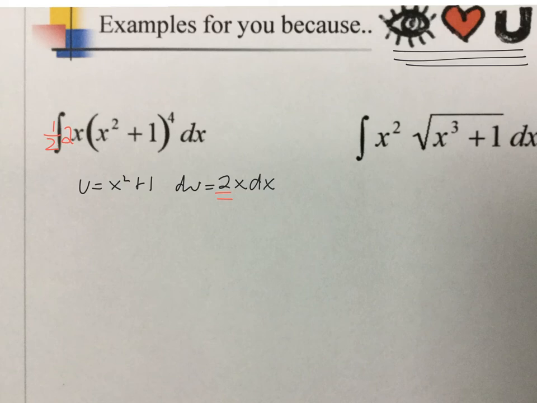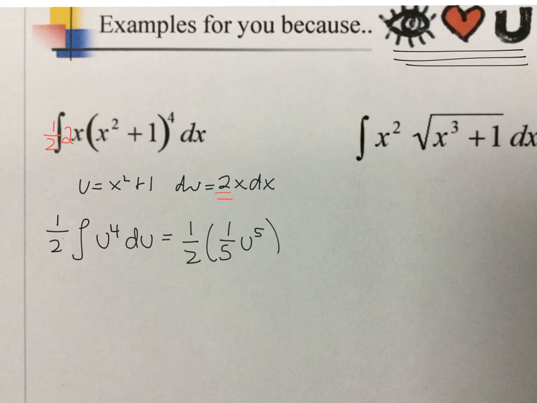So I've got 1/2 the integral of, now I've got just u to the 4th du. So if I integrate that, it's 1/2 times 1/5 u to the 5th plus c. We know that 1/2 times 1/5 is going to be 1/10, so now it becomes 1/10. I do my replacement, so x squared plus 1 to the 5th plus c. All right, so hopefully you got that one right.